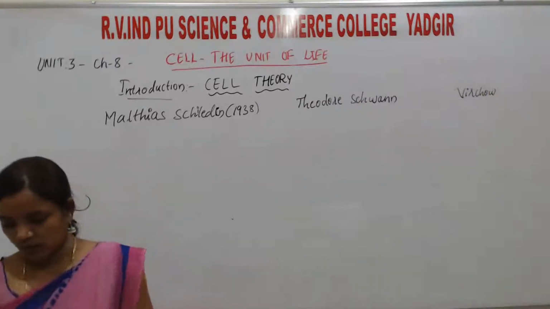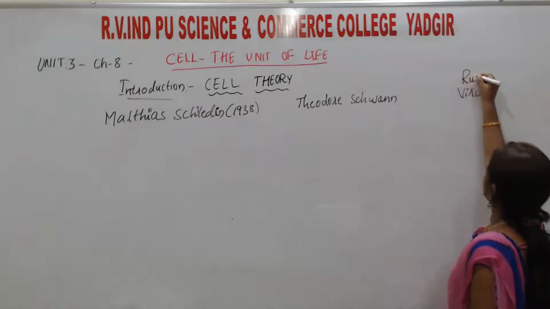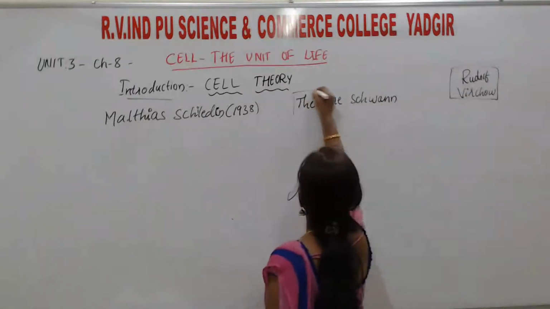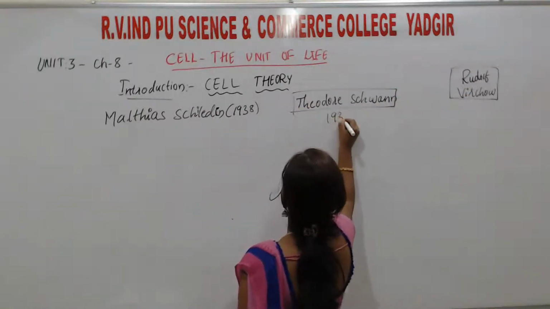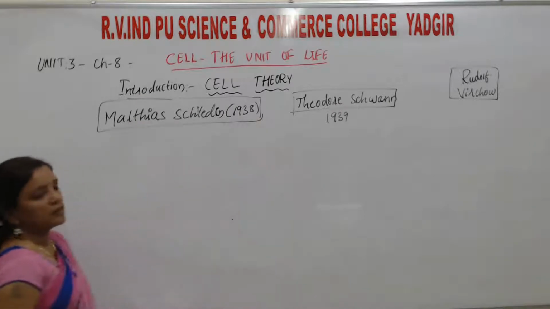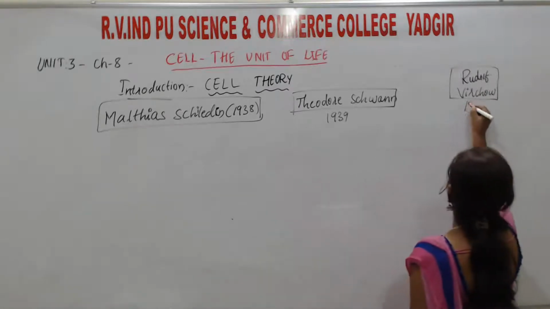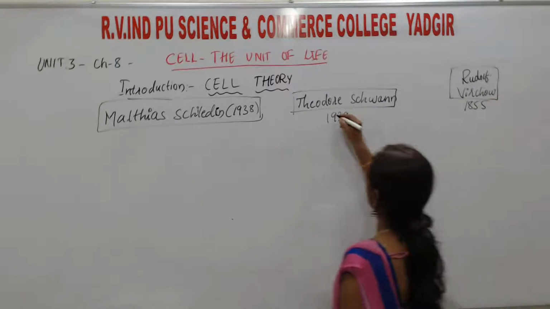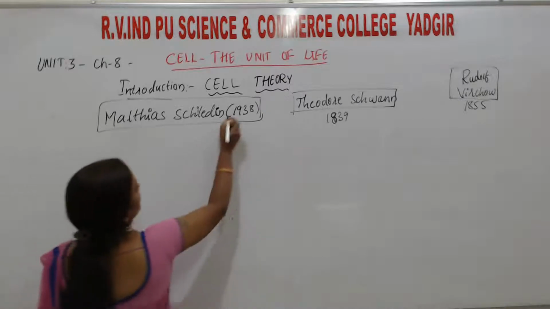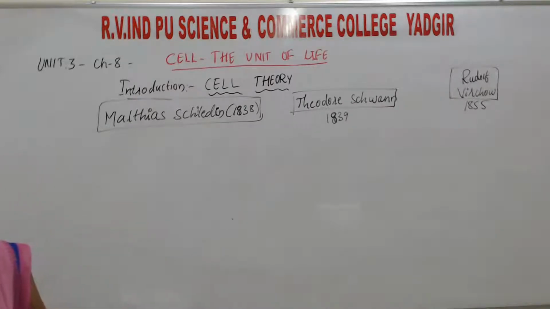and another, Rudolf Virchow. So these are the scientists' names, during 1838, 1839 and 1855. First let us see Matthias.